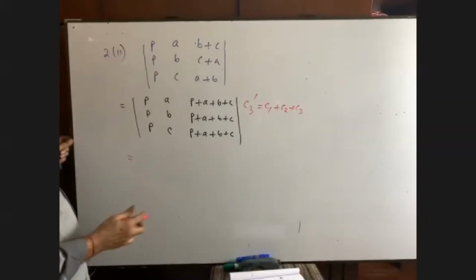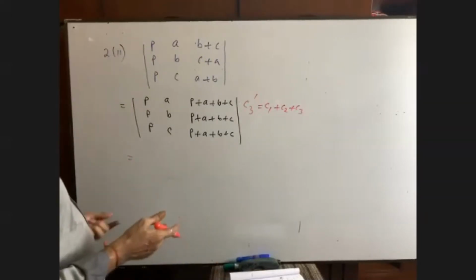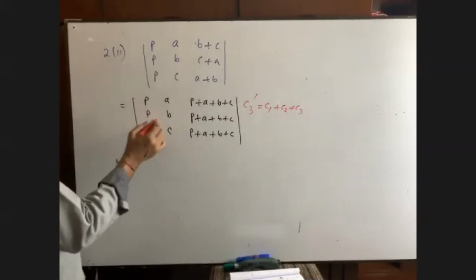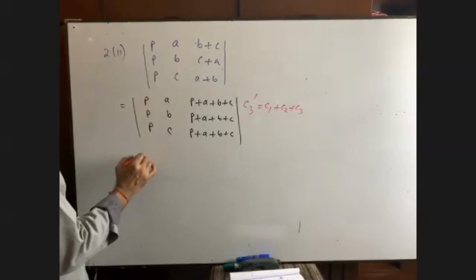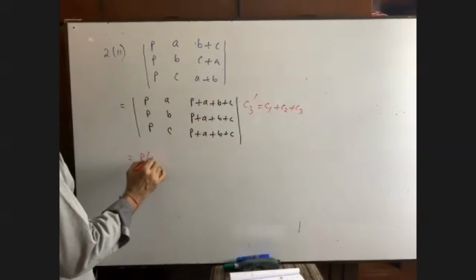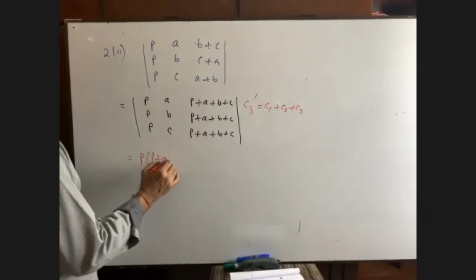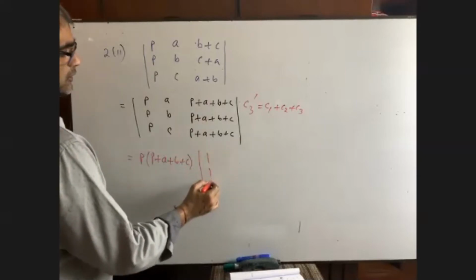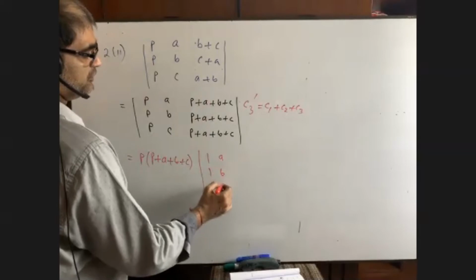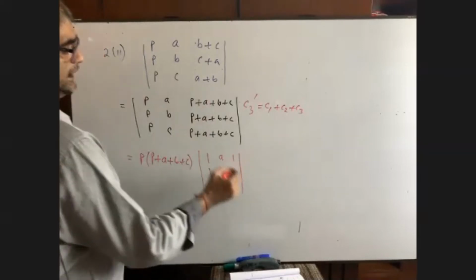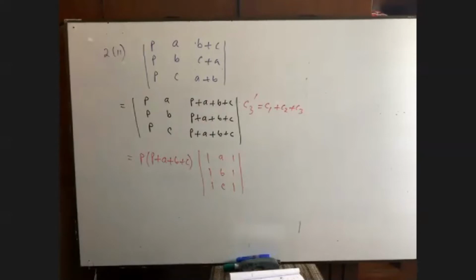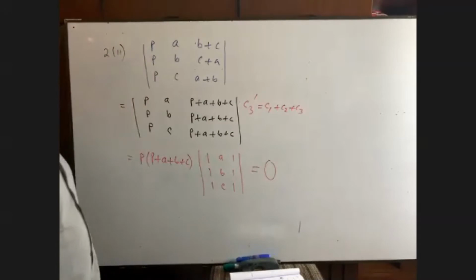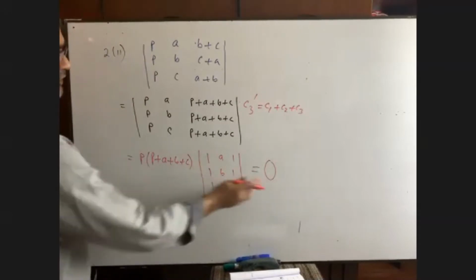Now, dear students, this math is done. I have tried my level best to do it in the shortest time. You see, from the first column, we can take P common. And from the third column, P plus A plus B plus C can be taken common. That means it is 1, 1, 1, A, B, C, 1, 1, 1. Have you seen that we have two columns same? So our result is 0. So 0 into this equals 0.